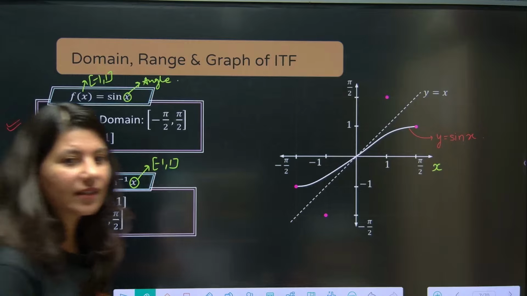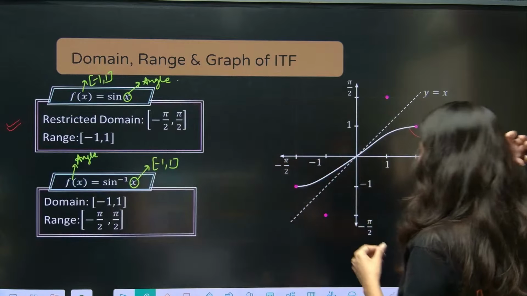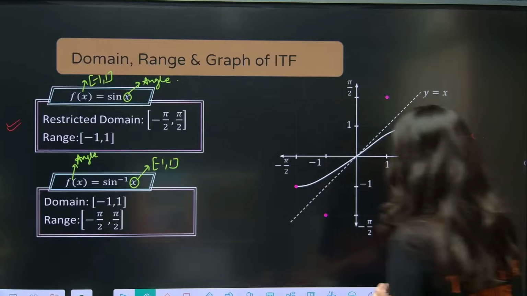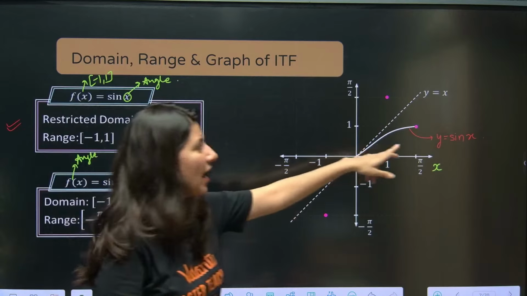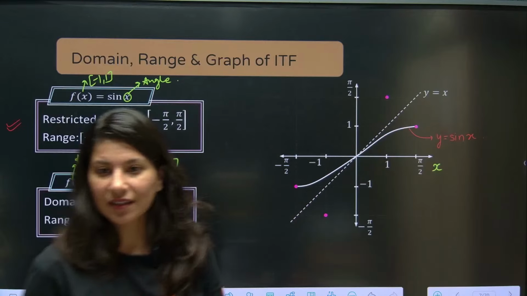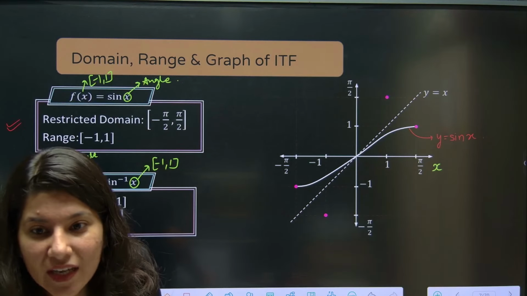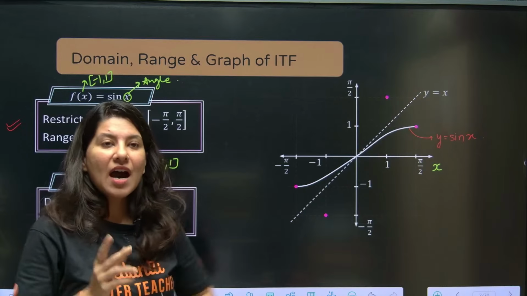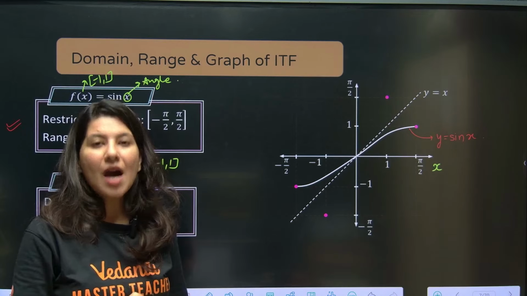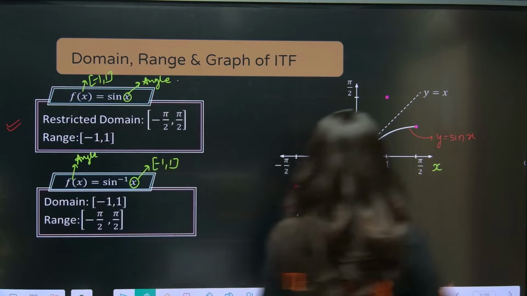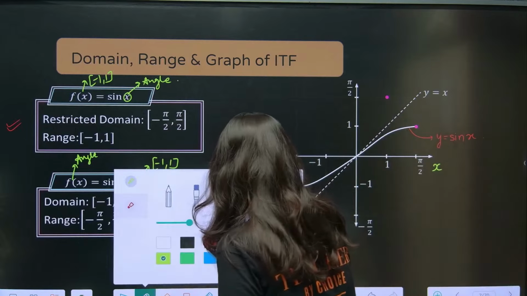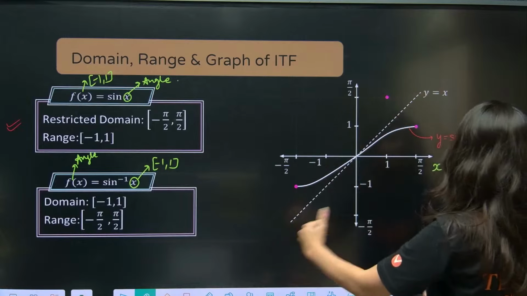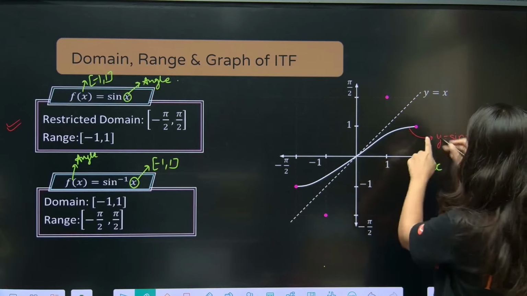So now understand, my graph will look like what? So over here, if you see, sin x you have, y is equal to x line. Now your inverse graphs are mirror images about the y is equal to x line. So you have to take the mirror image of y is equal to sin x about which line? y is equal to x. So sin x, y is equal to x. Now start taking the mirror image.